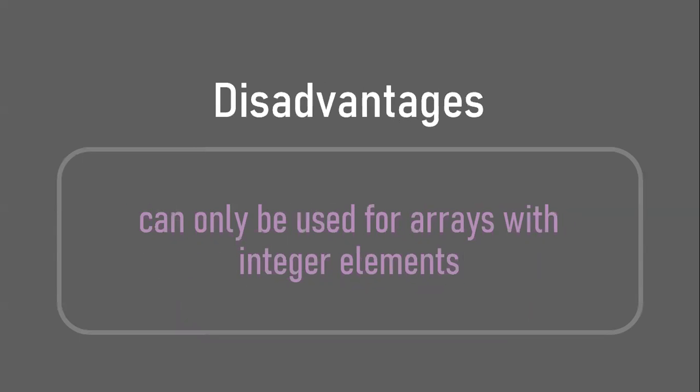The disadvantages of this sorting algorithm is that it can only be used for integer elements. As you saw, we had whole numbers because those have a frequency or a range. Other things won't. So it can only be used for these types of elements.